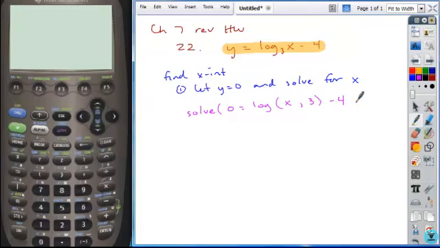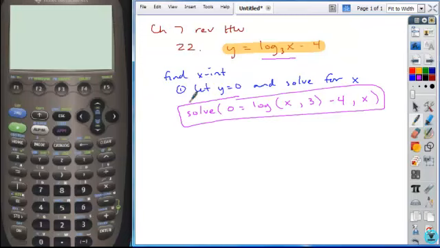Okay, so the first mistake comes here in not realizing this minus 4 is not part of what's inside the log. It's a vertical shift, a transformation that happens outside the log. So the way to enter that on your calculators would be log, parentheses, x comma 3 gives you this portion, log base 3 of x, and then the minus 4 comes after it.